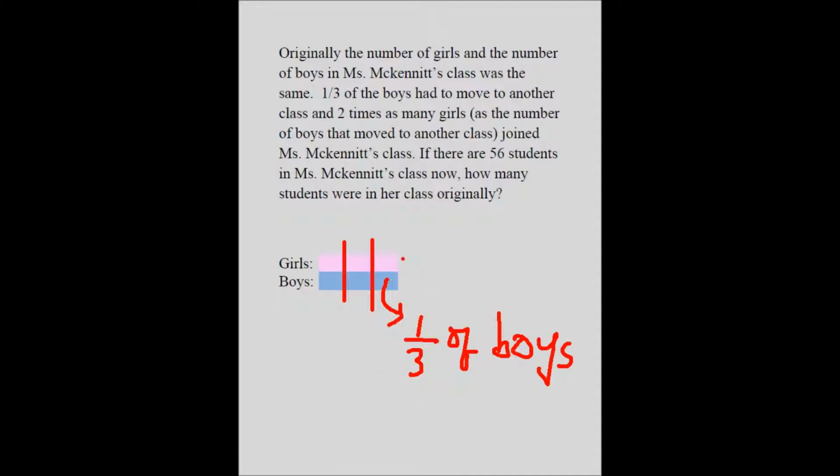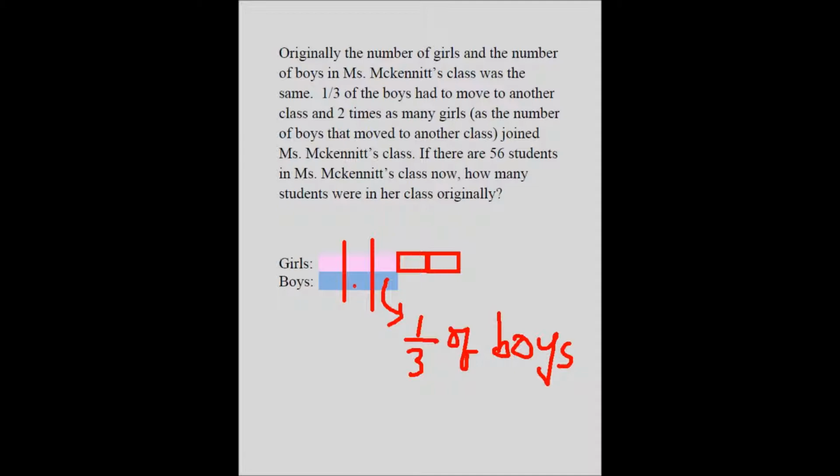Now, this many boys left, and twice as many girls as boys joined. So here, I'm going to put 2 more chunks, assuming they're the same size as the blue chunk that left here. So this is our new scenario. This is the situation now.